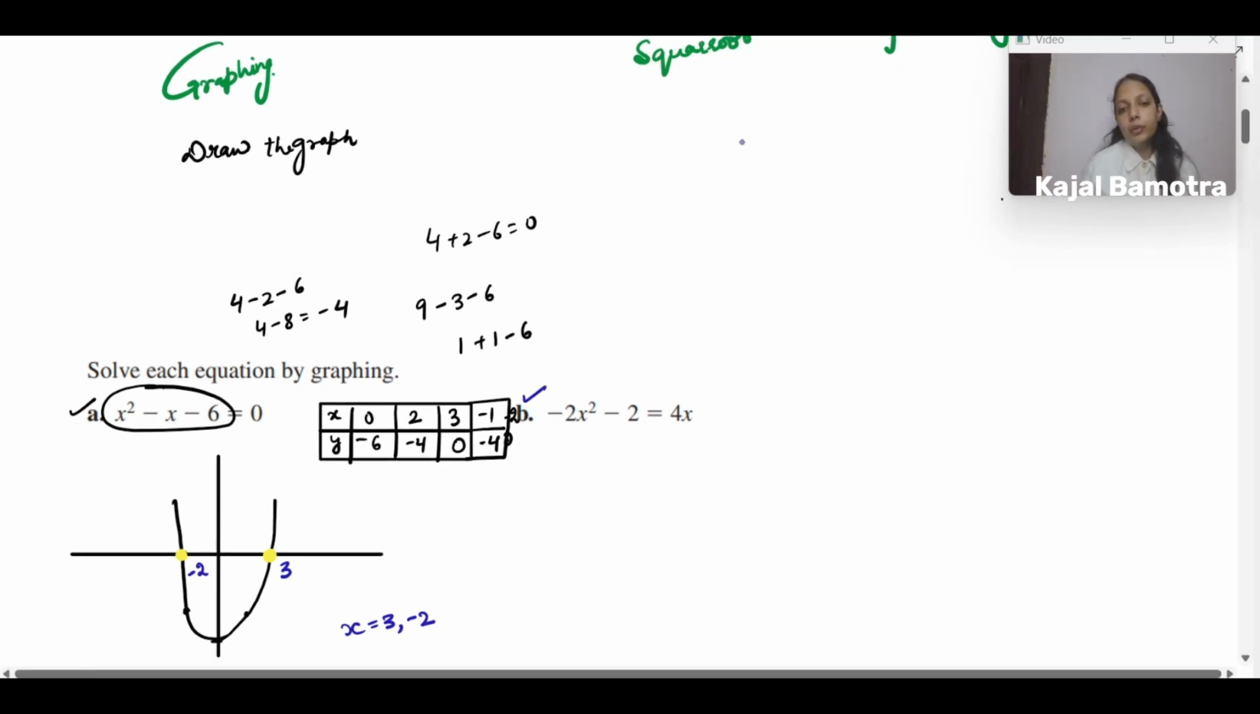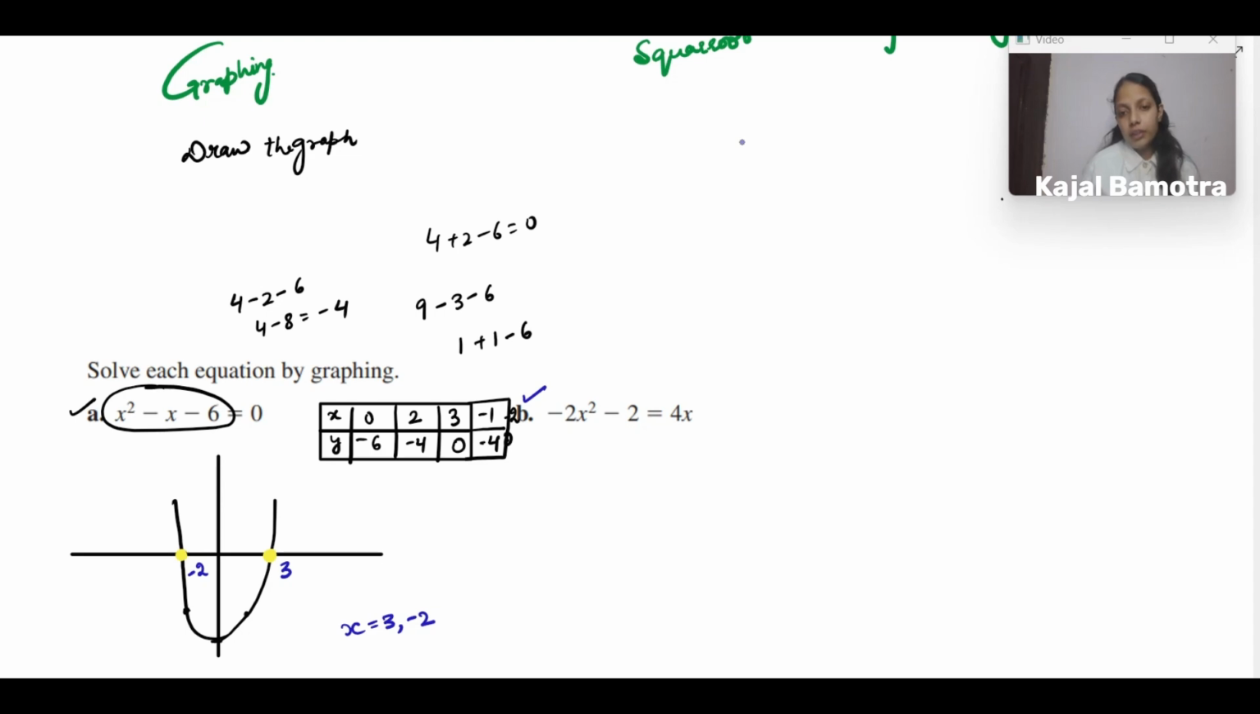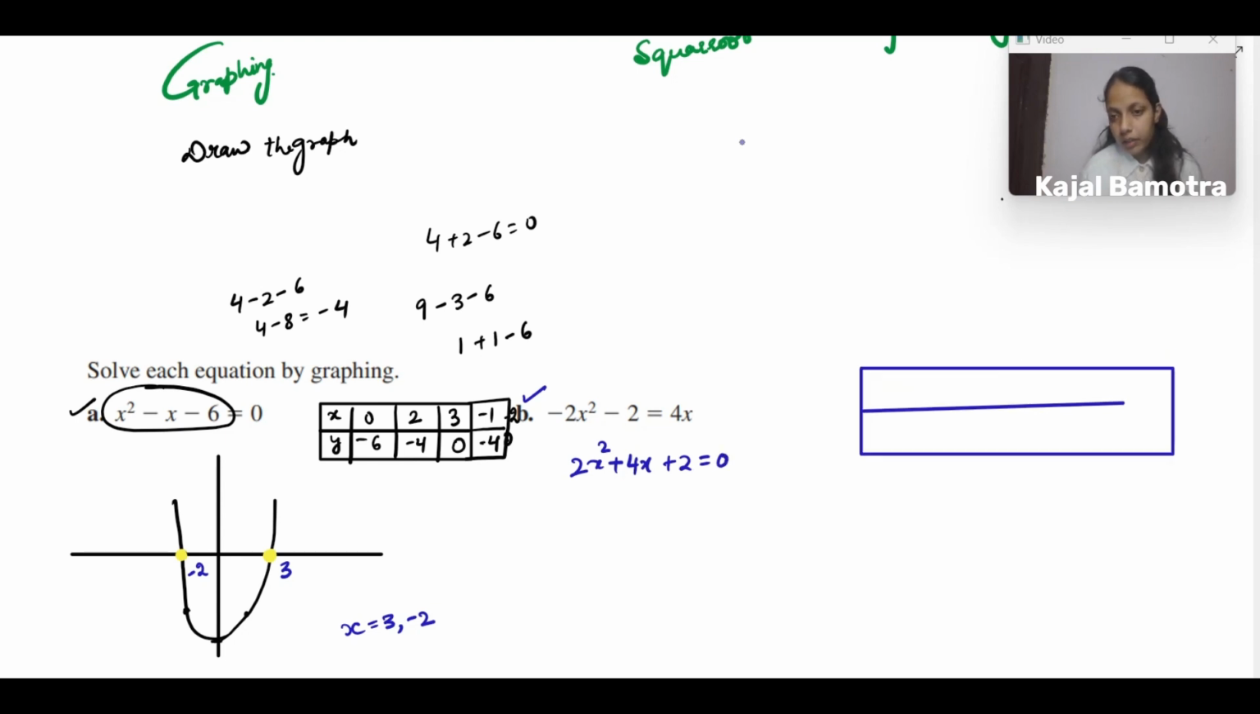So we will do question number 2. Here I'm going to shift everything to the right side. It becomes 2x squared plus 4x plus 2 equals 0. Let's make a value table, x and y. I substitute 0, it is 2. I substitute 1, it is 2 plus 4 plus 2, which is 8. If I substitute negative 1, it's 0. If I substitute negative 2, it's 8 minus 8 plus 2. It's 2 again. So let's try to draw it.